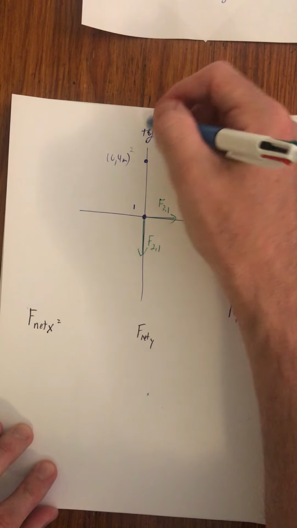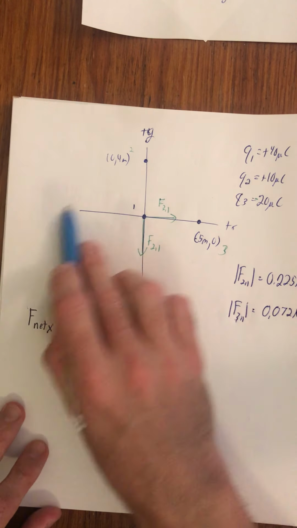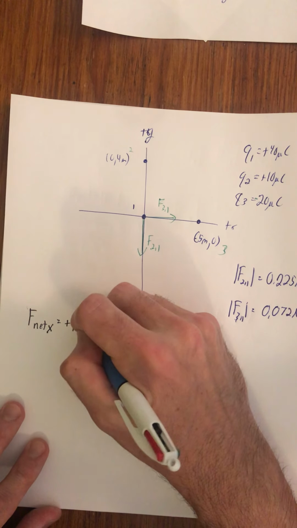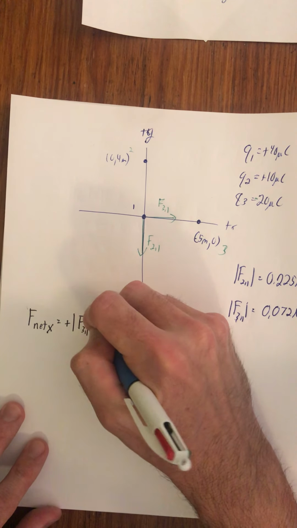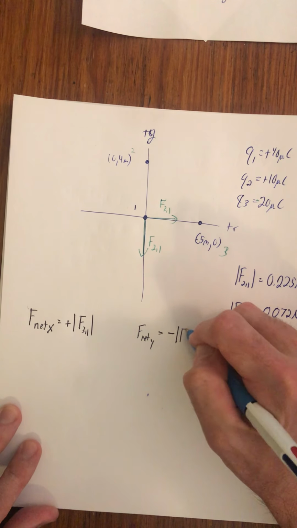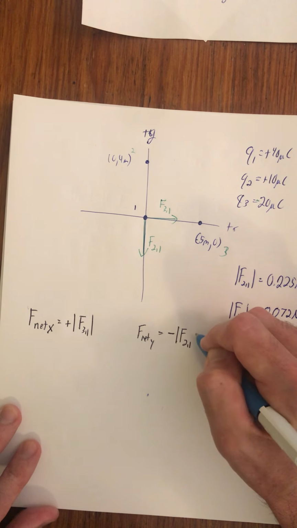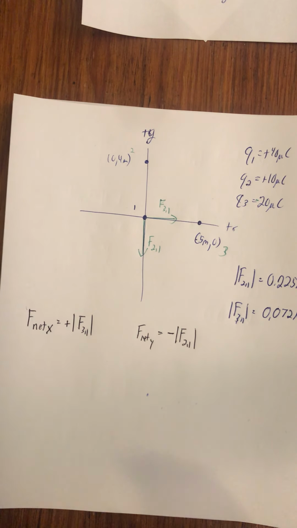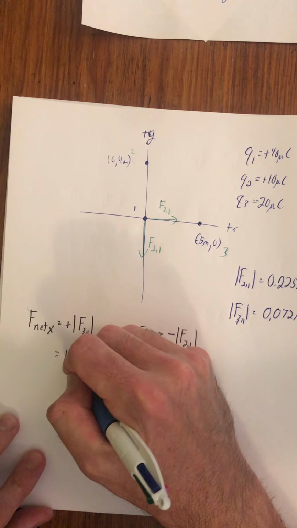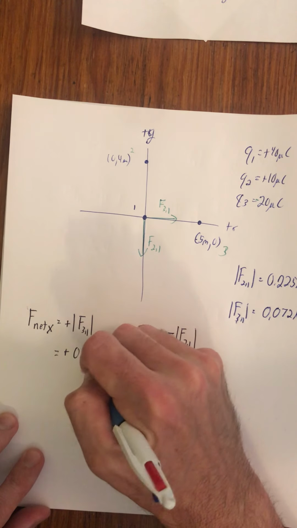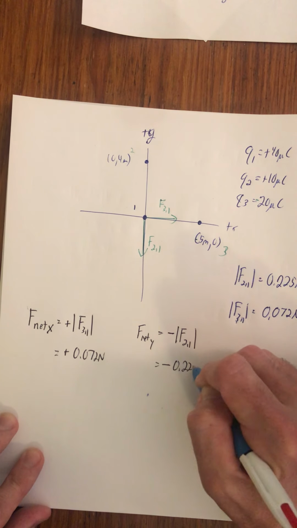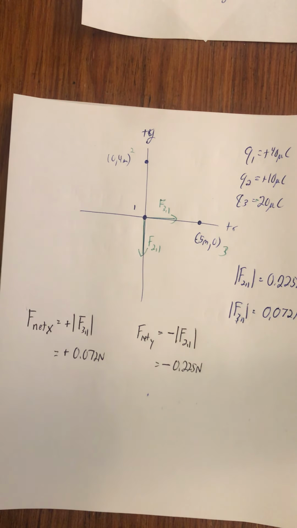So that's pretty simple here because if we look in the x direction, there's only one force in the x direction, that's in the positive x direction. So in the positive x direction, F of 3 on 1. Right? In the y direction, there's only one force, and it's in the negative direction, so the negative F2 on 1. Okay? So we could construct net force equations in each direction. And so what would that look like? Well, positive 0.072 newtons and negative 0.225 newtons. Now, what do we do with those?